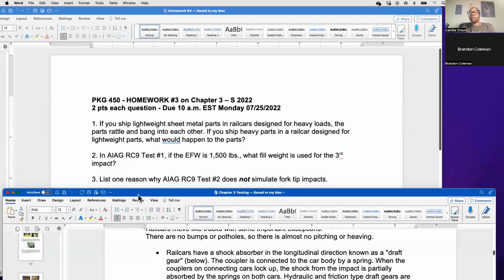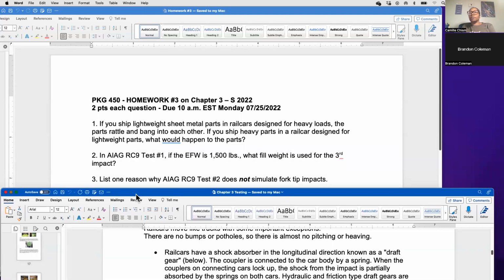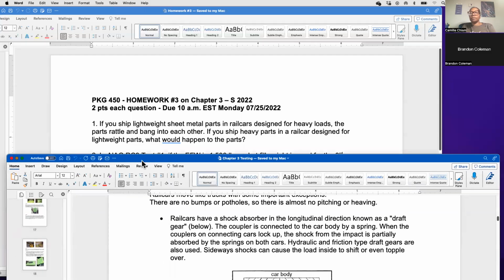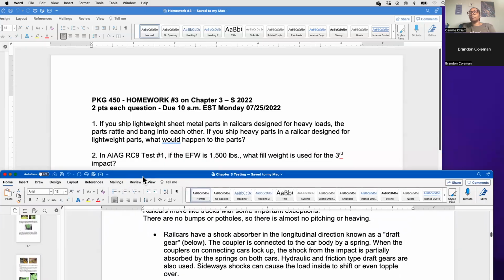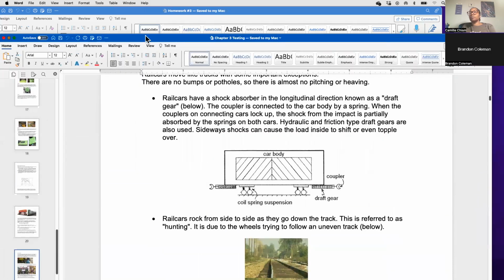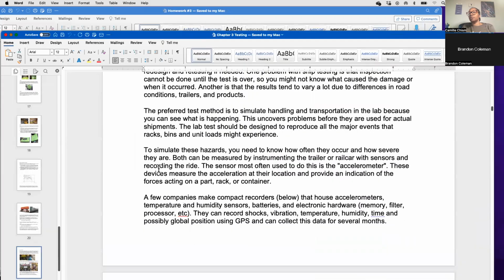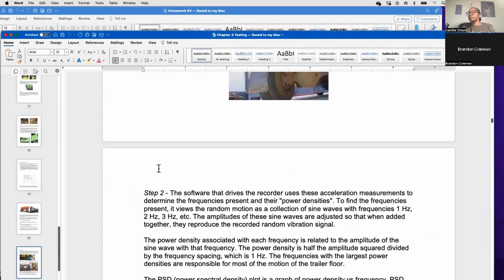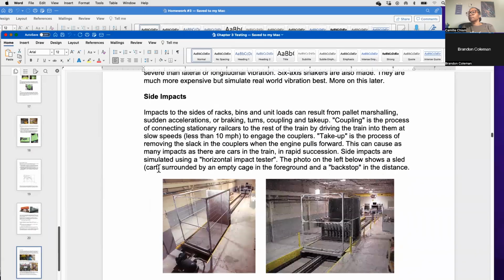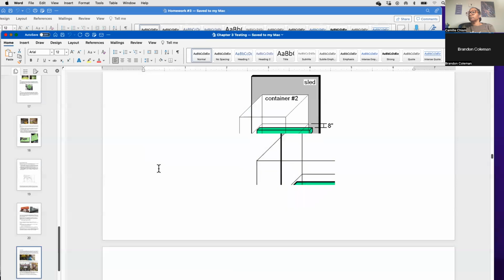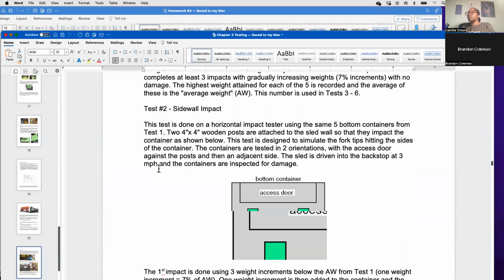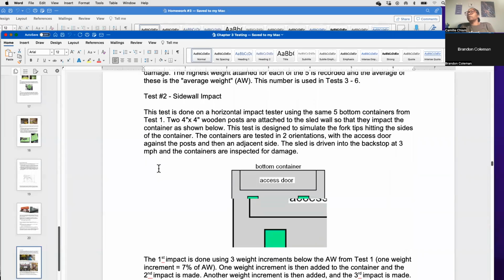Number 3, which is regarding the RC9 test number 2. You want to explain why test number 2 does not simulate fork tip impacts. Okay, so let's go here to test number 2 for RC9, the sidewall impact. I'm going to read about this one again.